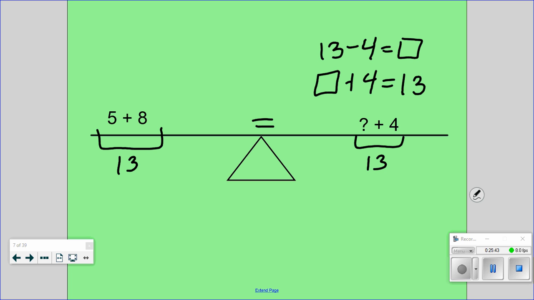What is box worth? Bella? 9. 9 plus 4 is equal to 13.